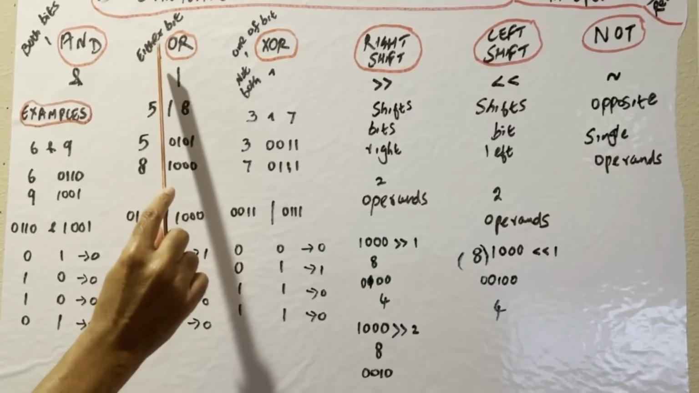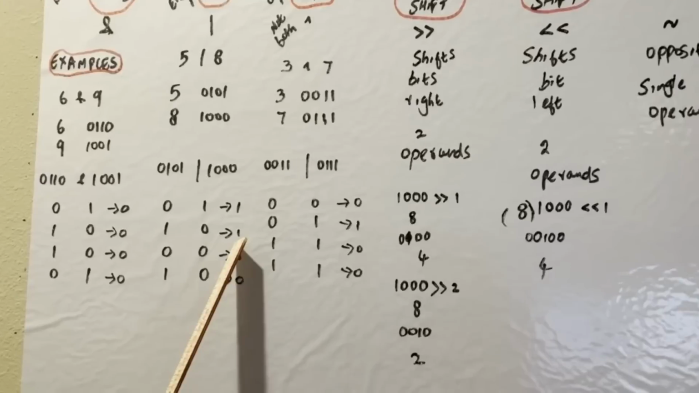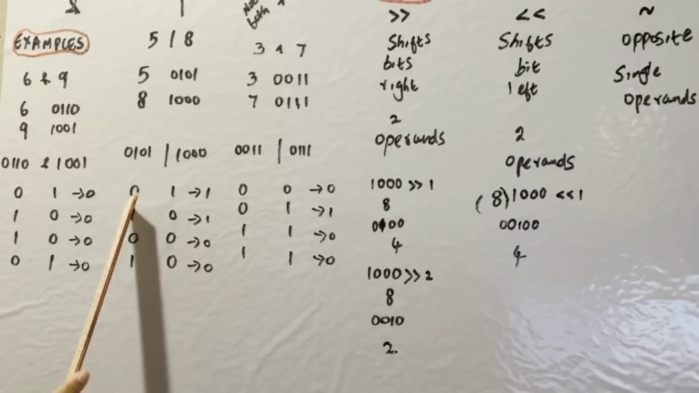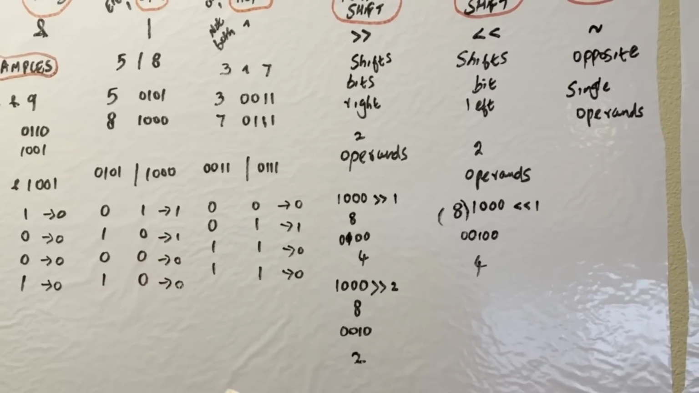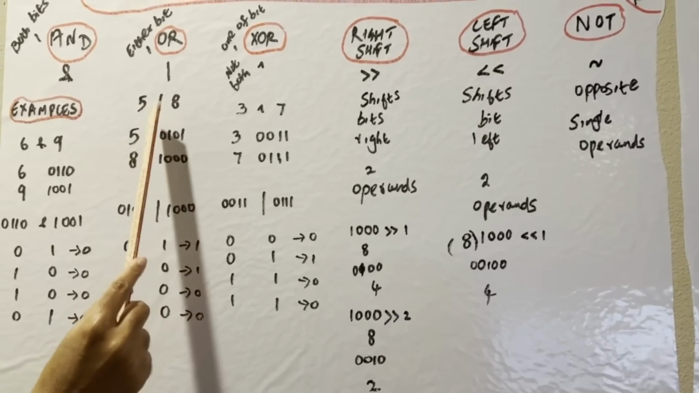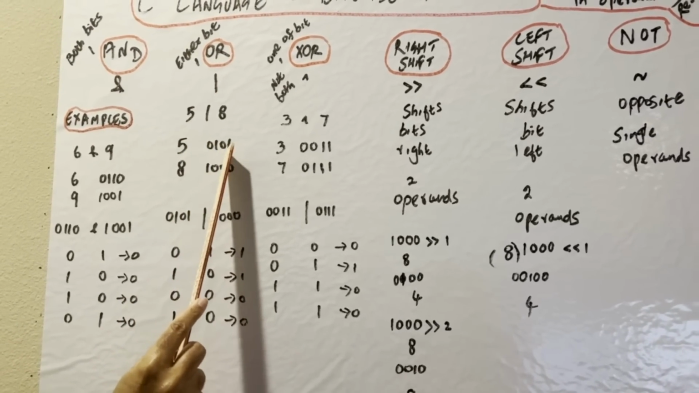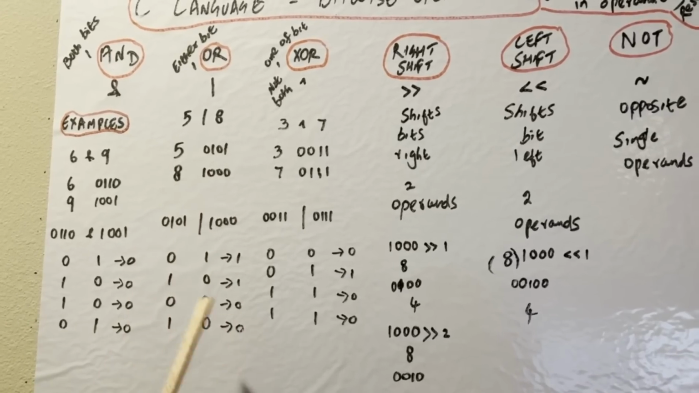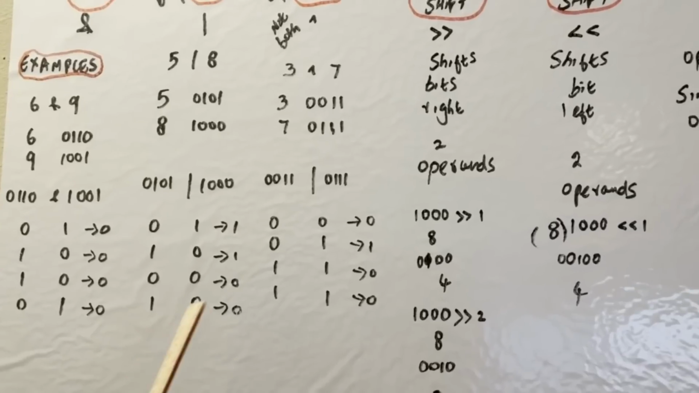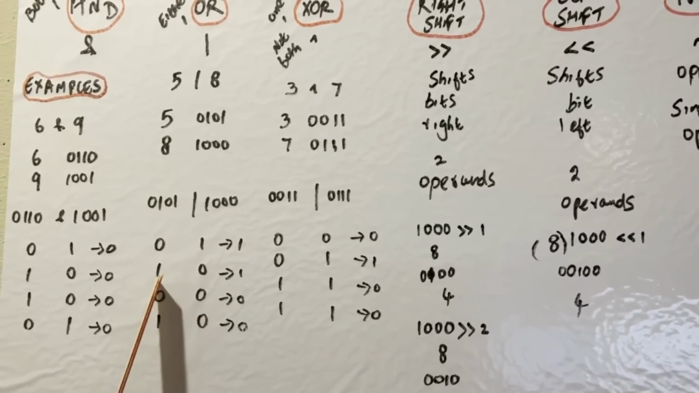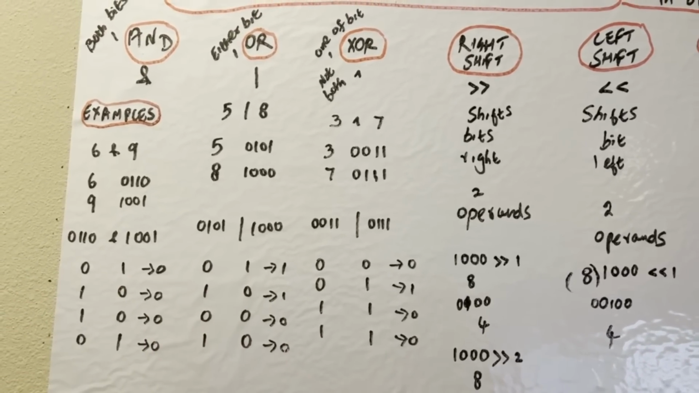In OR, if either one is 1, the result will be 1. If one of them is 1, it should be 1. See, 1 and 0 is 1, 0 and 1 is also 1, and this also should be 1, and 0 and 0 is 0. For example, 5 with the OR operator: 5 is 0101 in binary. When you put this operator here, when either of the bits is 1, it will be 1. This is the result.